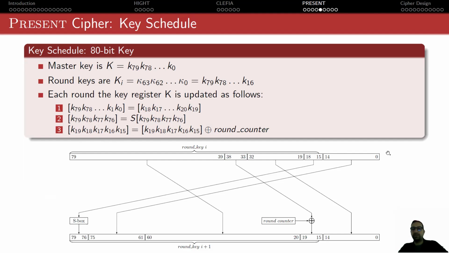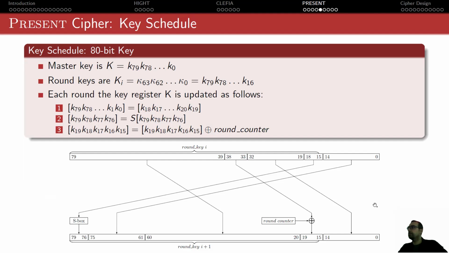Okay, so here is the picture. So you keep the master key in a register. Okay, so the leftmost 64 bits is your round key. Then you rotate 19 bits to the right. So take this and put it here. So these 19 bits go here. You perform the S-box operation on the leftmost 4 bits. Then add the round counter as an XOR operation to these 5 bits. Okay.